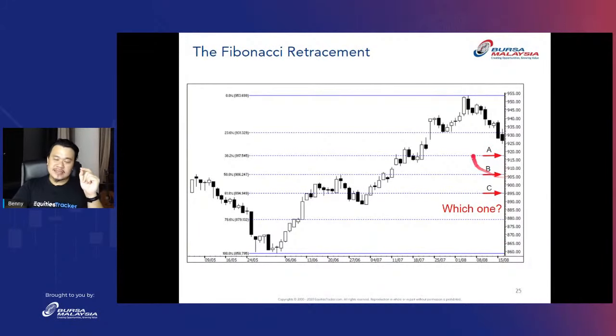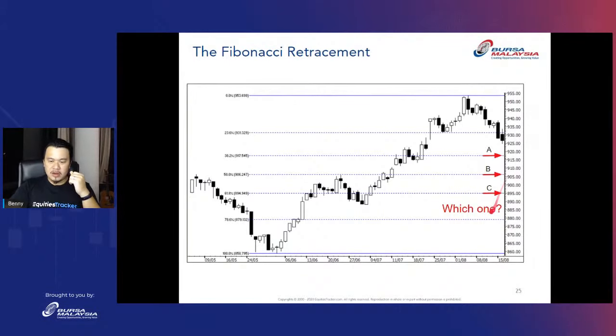If I select B, now I also have pros and cons. The pro is the price comes down to 50%, it rebounds, it goes up, nice. But there is still a chance for the price to come down to C. Or the price does not even come down to B; the moment it goes to A, it rebounds and goes higher.